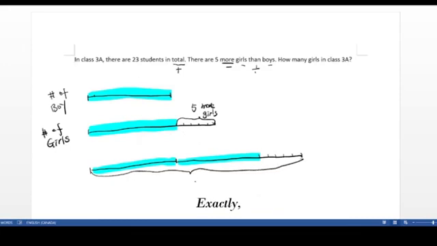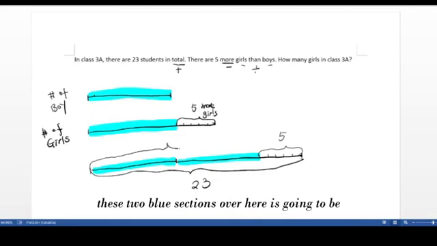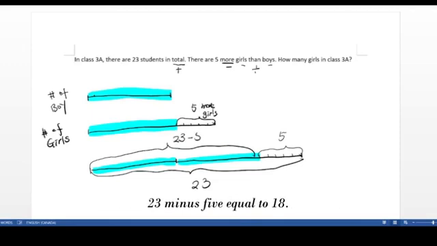Exactly 23. And this is 5. So that means these 2 blue sections over here are going to be 23 minus 5 equal to 18. And we know they are the same, that means each one blue section is going to be 18 divided by 2 equal to 9. 18 divided by 2 equal to 9. So the problem is actually solved.